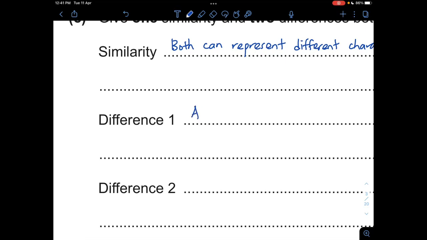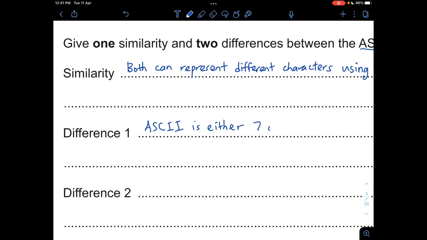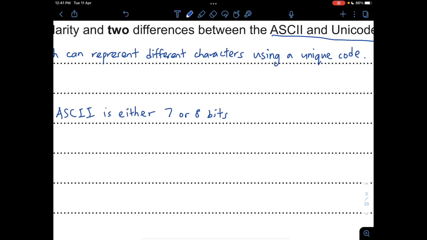ASCII, for starters, is either 7 or 8 bits. So in ASCII, we have either extended ASCII or normal ASCII. Normal ASCII is basically 128 characters, whereas extended ASCII would be 256 characters. So essentially it will be either 7 or 8 bits. But for Unicode, you can go up to 32 bits.